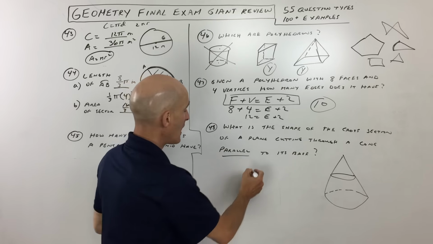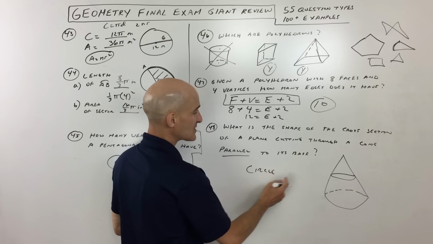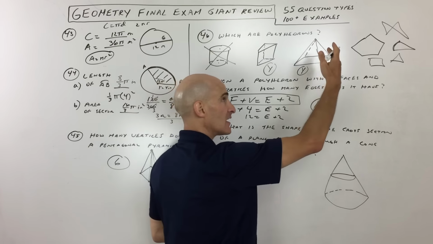Now, sometimes what you're going to get on your test is, for example, if it cuts through the vertex perpendicular to the base, then you would get a triangle. Okay, so it depends on what angle. If you go on a diagonal like this, you would get an ellipse or an oval, and so on and so forth.